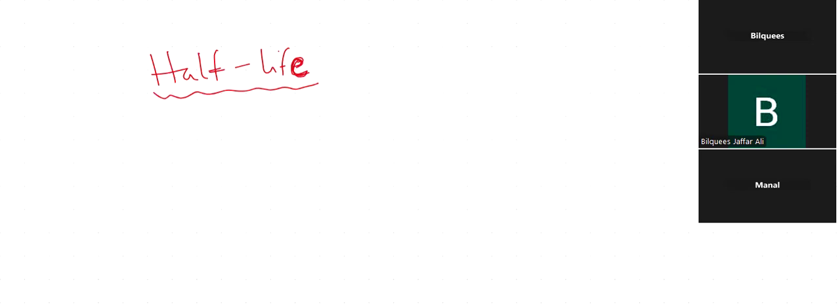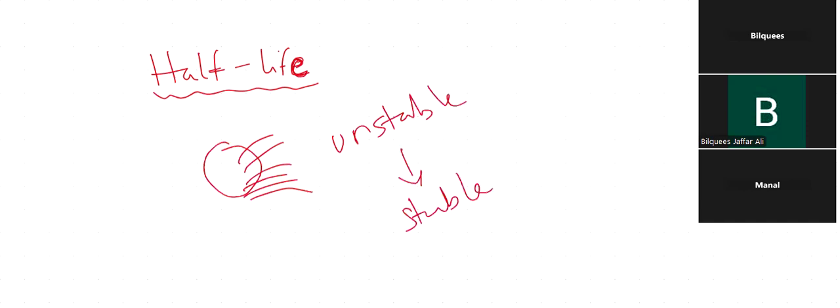If the nucleus keeps on emitting radiation, its mass reduces. It starts becoming stable, and then a point will come when it will start decaying, meaning it will vanish, when it keeps on emitting radiation.